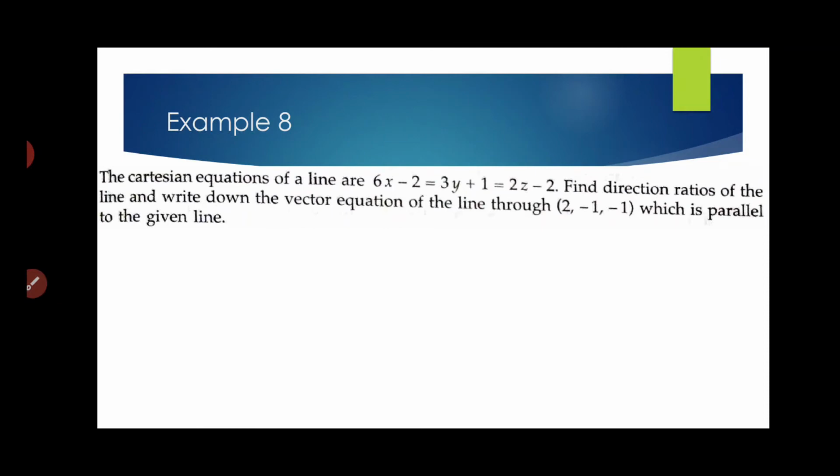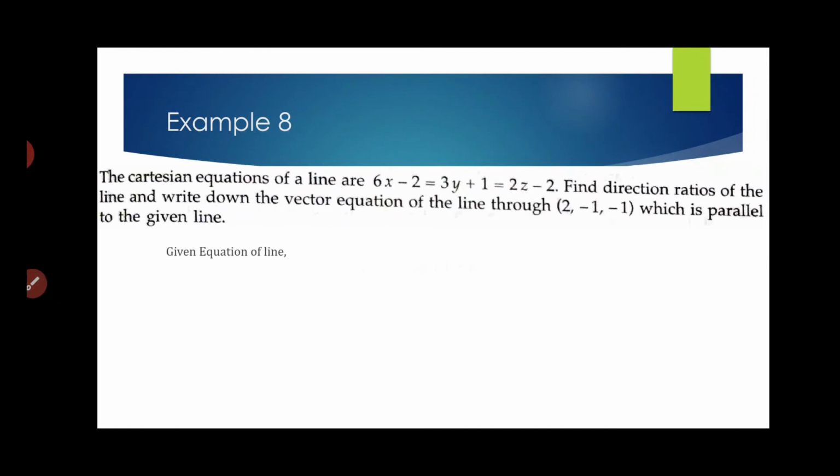Let us take the next one. The Cartesian equation of a line is 6x minus 2 equals 3y plus 1 equals 2z minus 2. Find the direction ratios of the line and write down the vector equation of the line through the point 2, minus 1, minus 1, which is parallel to the given line. So quite a lot of things given. So let us first take the first part, that is, first we need to find the direction ratios of the given line, and you can see the line is not given in standard form. So first I need to convert it into standard form, and then I need to find the direction ratios.